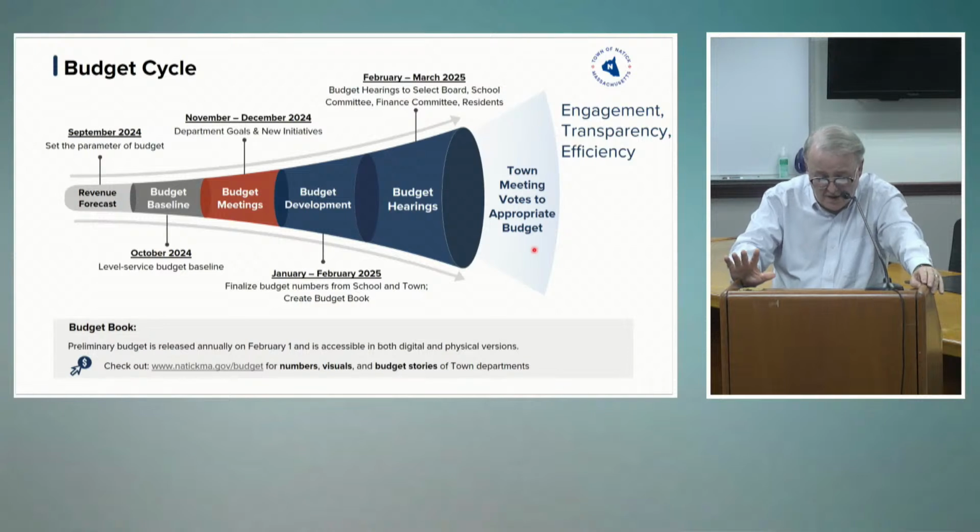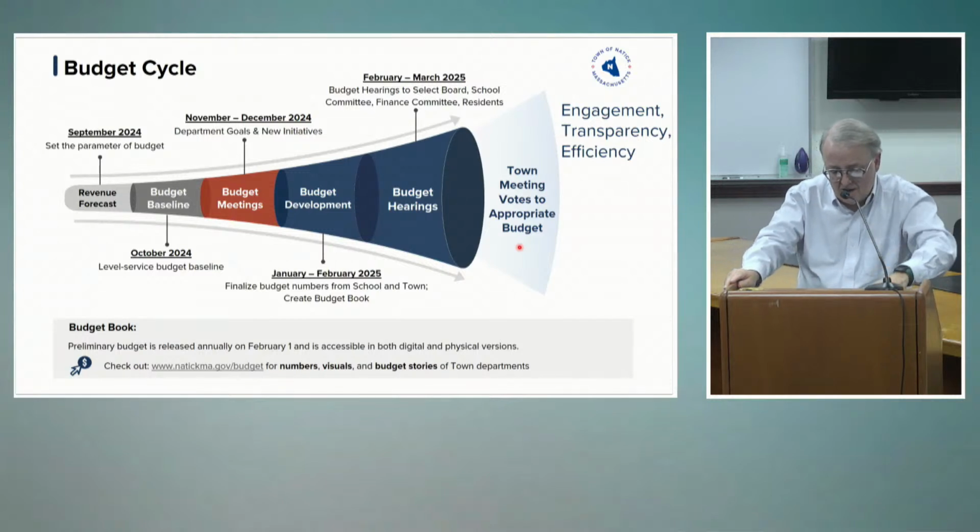And then also we usually update our budget book in April based upon input from the finance committee, the select board, and from the public, because we usually have some hearings with regards to getting public input on the budget. So finally we update that in early April, and then mid-April, of course, is town meeting time, and town meeting then considers and votes to appropriate the next year's budget for the town.